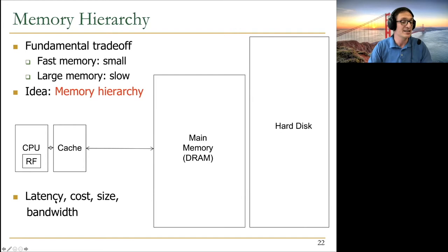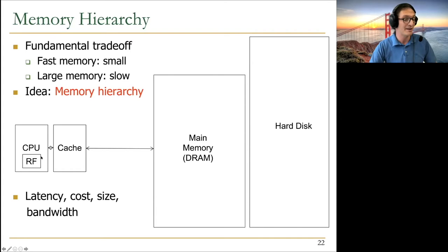And there are clearly many trade-offs. Latency, for example, increases as you go from left to right. Cost reduces as you go from left to right. So register files are very costly. That's why we have small ones of them. Size, or capacity, increases as you go from left to right.